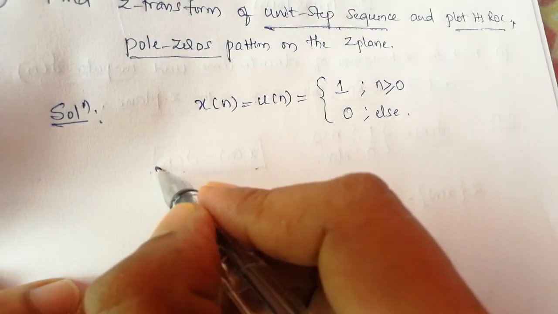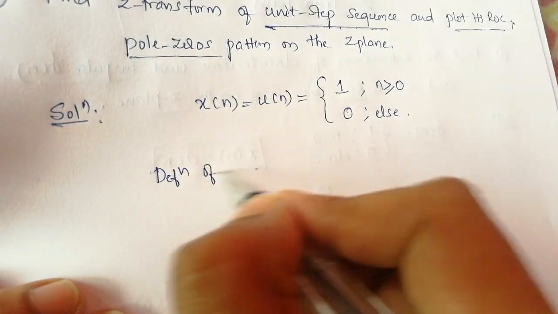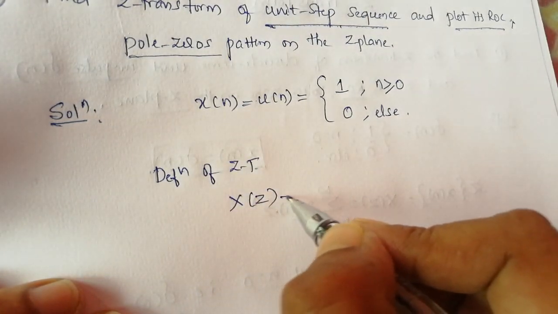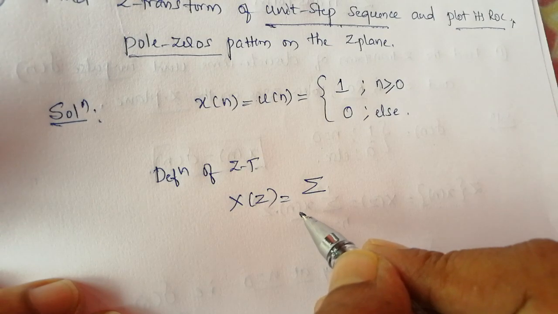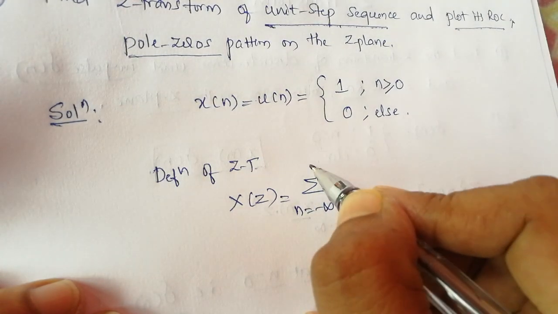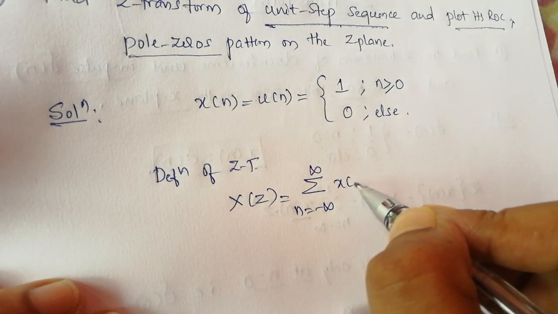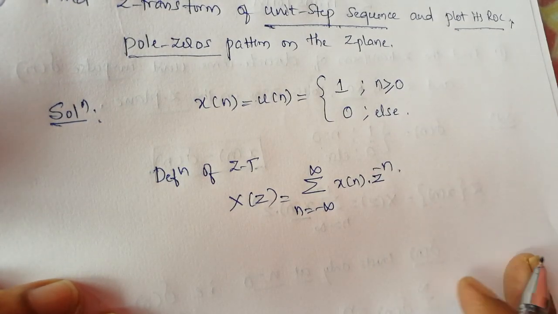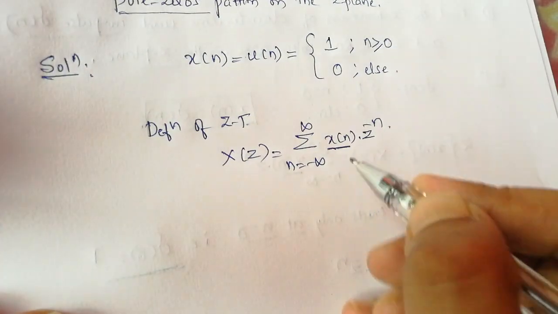So let us write the definition of Z transform, that is X of z equal to summation n equal to minus infinity to plus infinity x of n multiplied by z raised to minus n. Okay, now x of n is given. Let us substitute here.